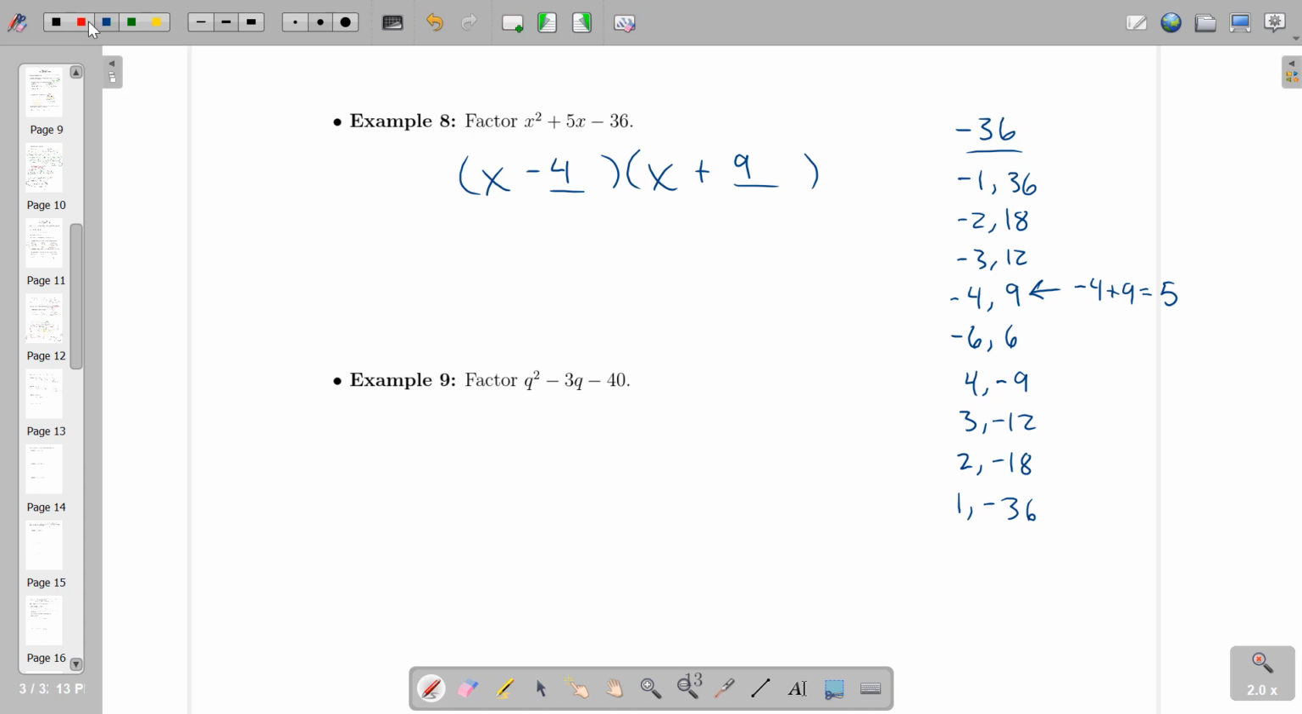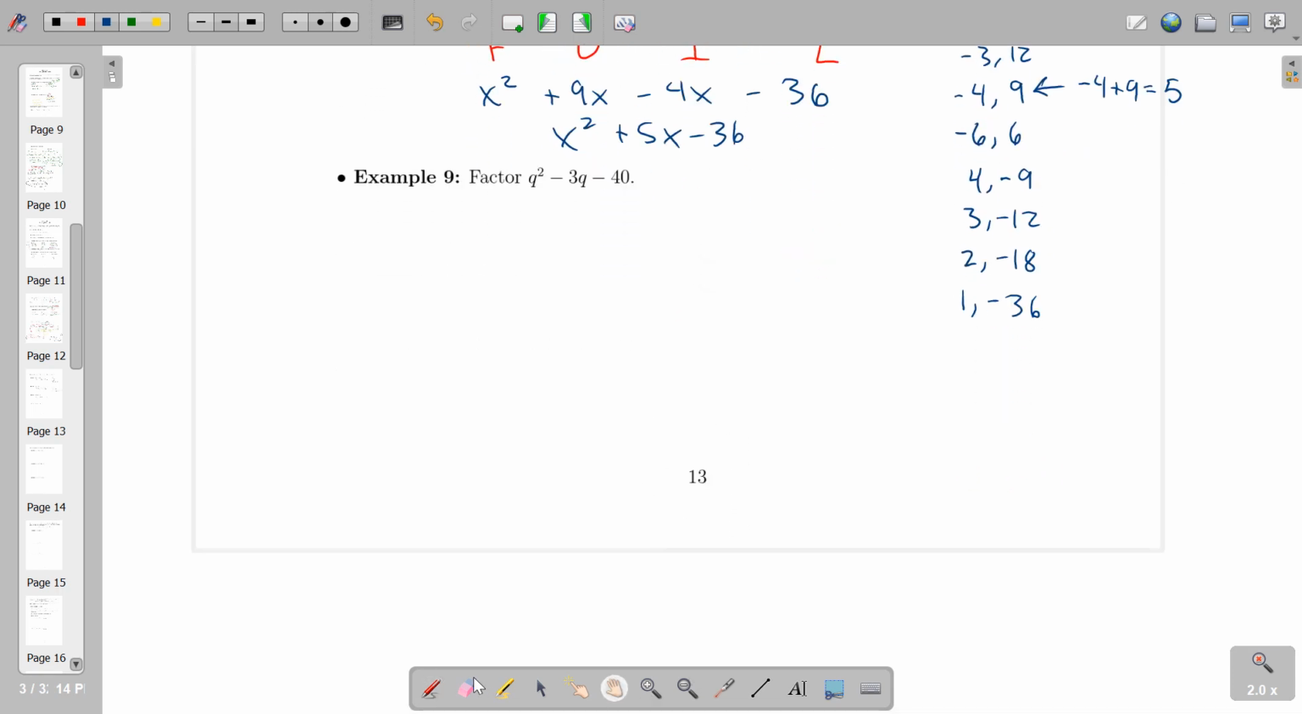And again, don't lose track of the fact that, how do you know you did it right? If you FOIL it back out again, right? First, outside, inside, last. x times x is x squared, x times 9 is 9x, negative 4 times x is minus 4x, minus 36. That does give me that same thing back, right? So don't lose sight of that. That's ultimately where all this is coming from.